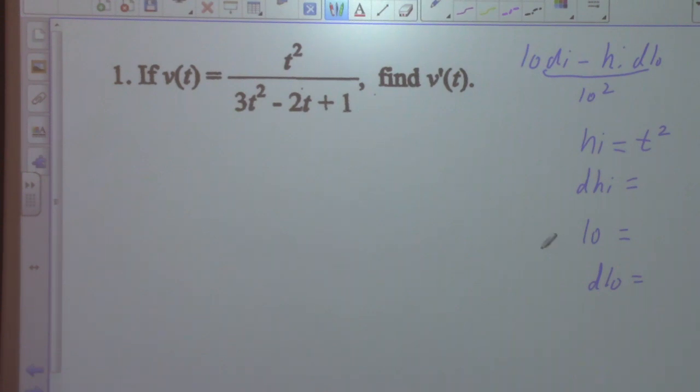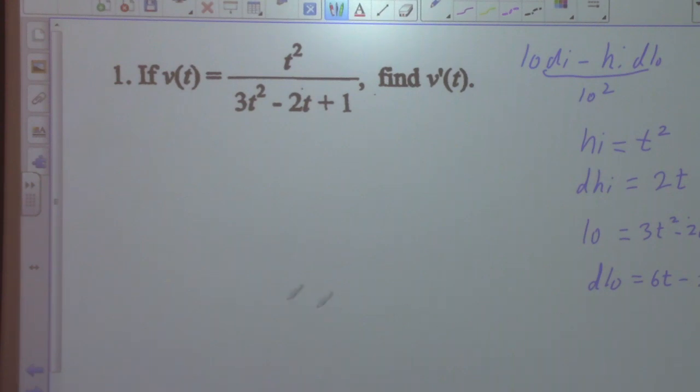What is your d high? What is your derivative of high? Oh, that'd be 2t. 2t, okay? And your low is this one here, right? 3t squared minus 2t plus 1, and what is your d low? That'd be 6t minus 2.